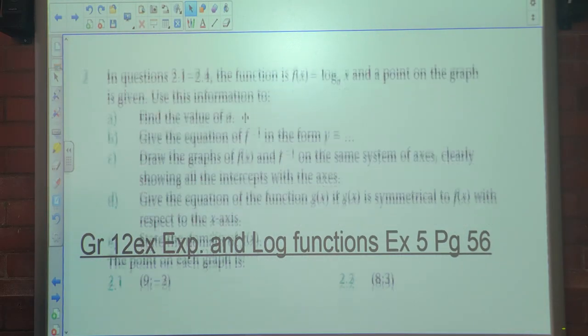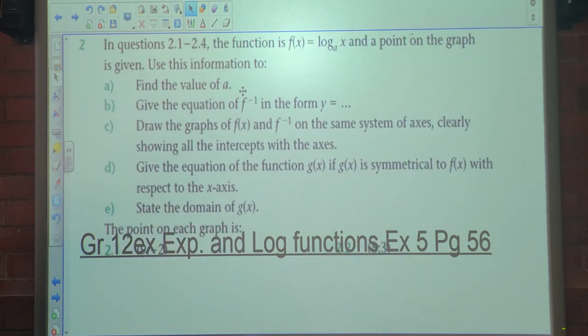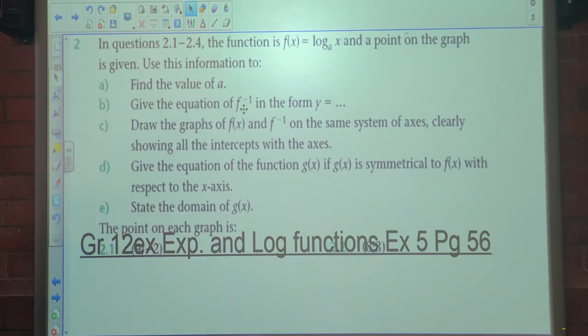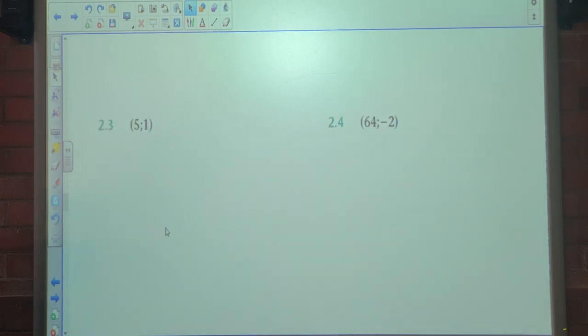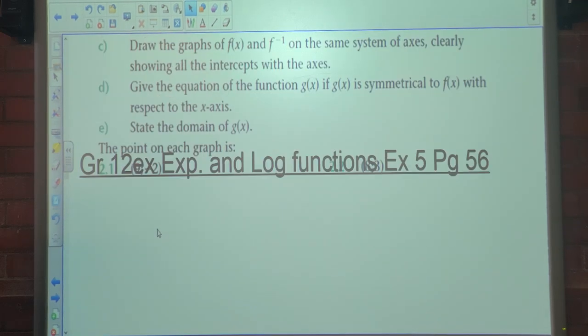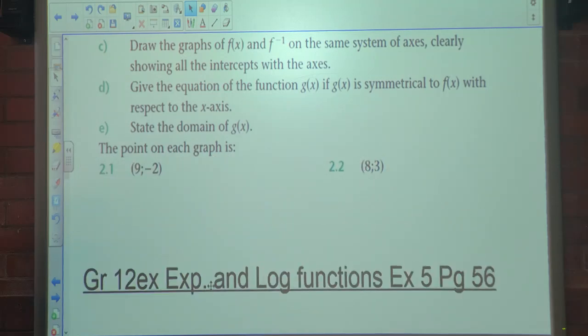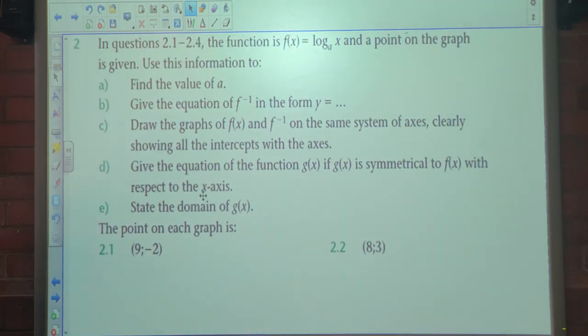Number 2. Questions 2.1 to 2.4: the function is log x base a. The point on the graph is given. Use the information to determine the value of a. These are okay.